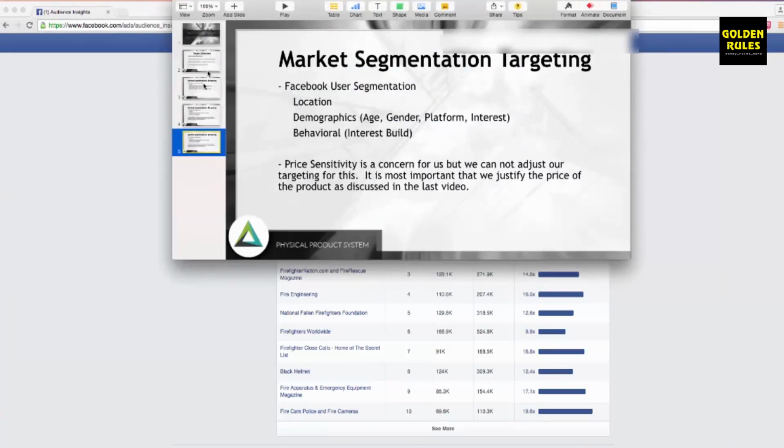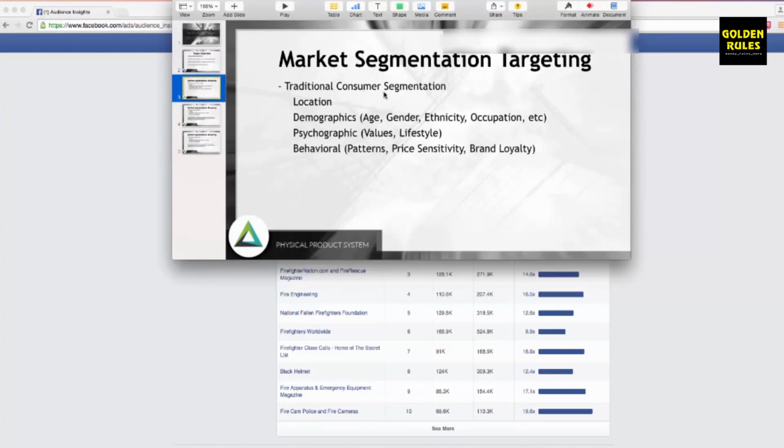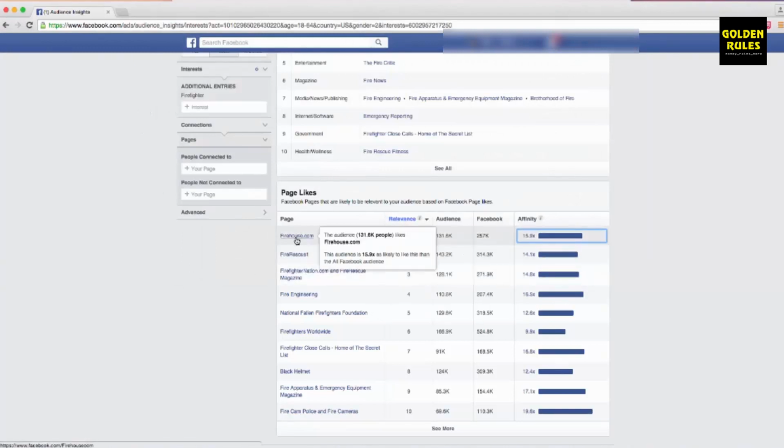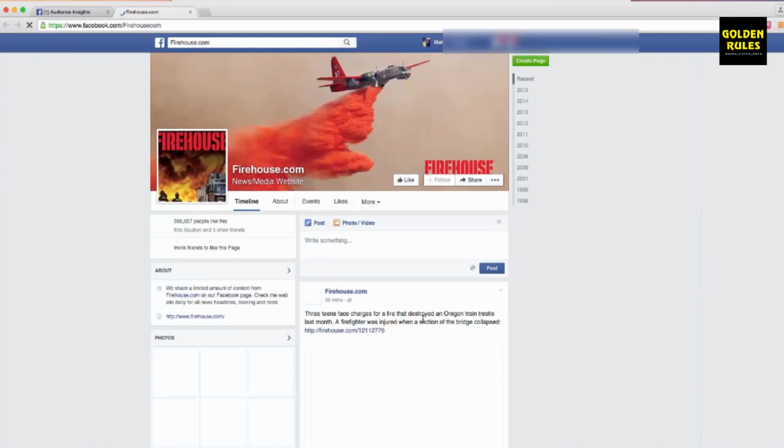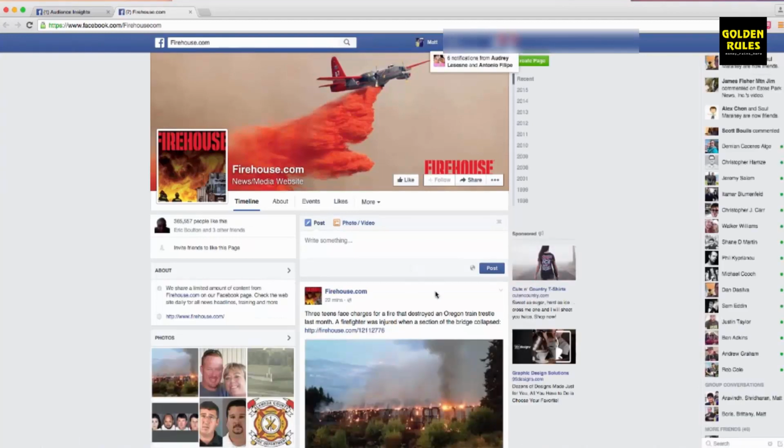If you remember back when I said traditional consumer segmentation, one of the things here is brand loyalty. Brand loyalty is represented in Facebook off things like this, firehouse.com. This is a website that created a Facebook fan page.